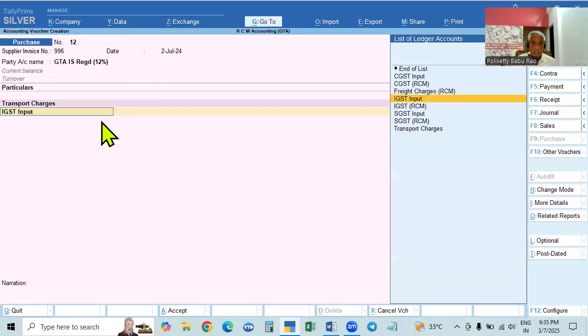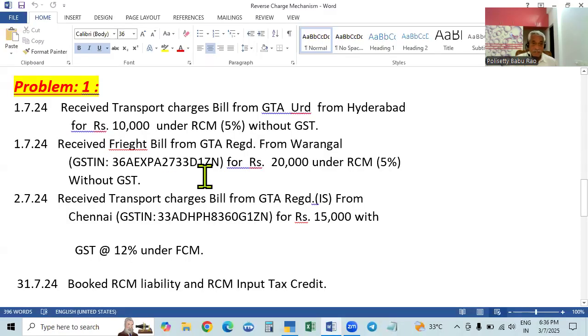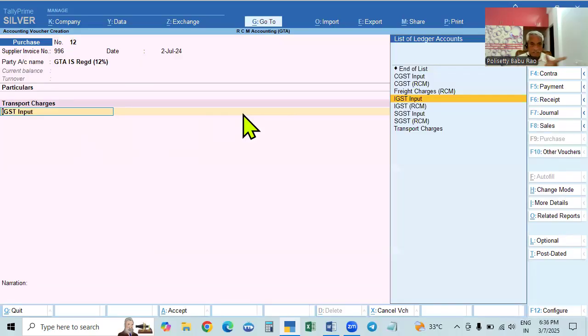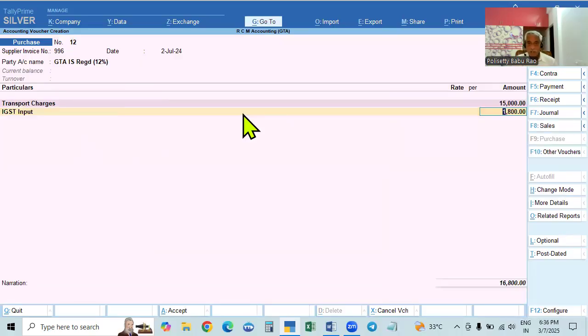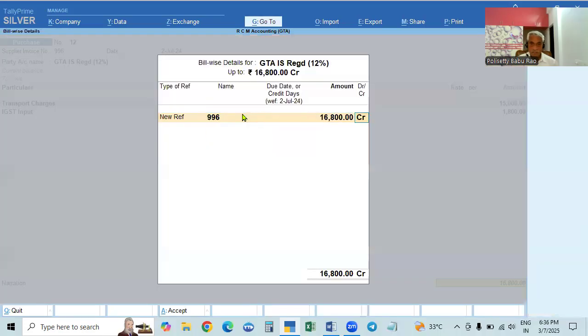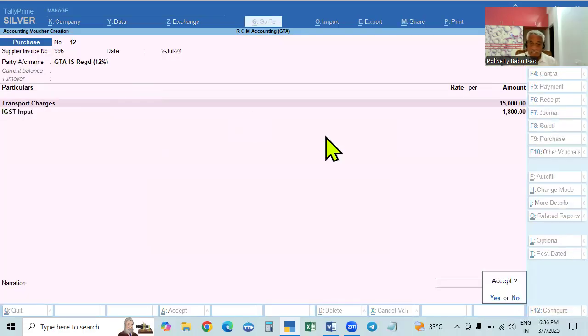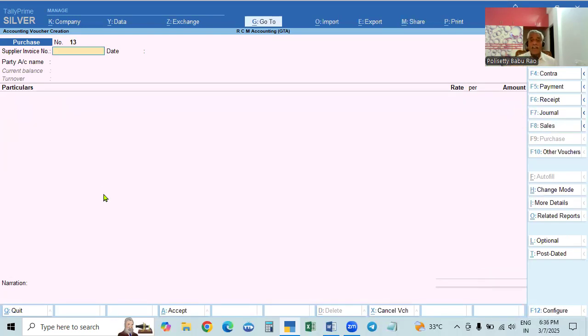So I'm taking this as input tax credit now. That is why I'm taking tax. I will tell you later. Okay. So this one, 1,800 rupees, it is calculating automatically from the total amount. In this case, this 1,800 rupees is already paid. You paid in this invoice, we paid to the GTA, we will pay to the government. Automatically, we will get the RCM.